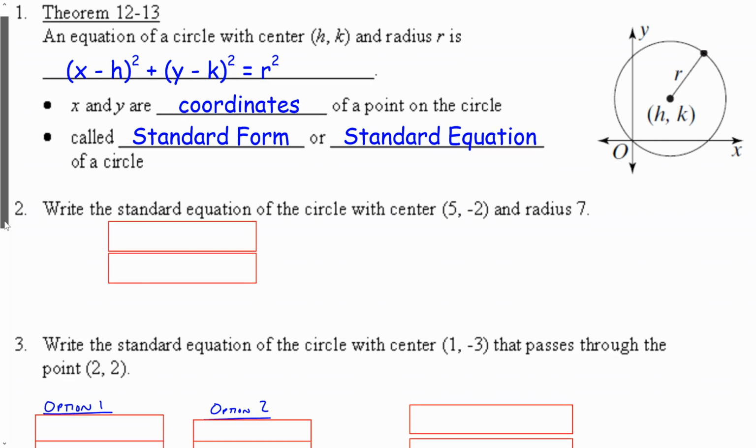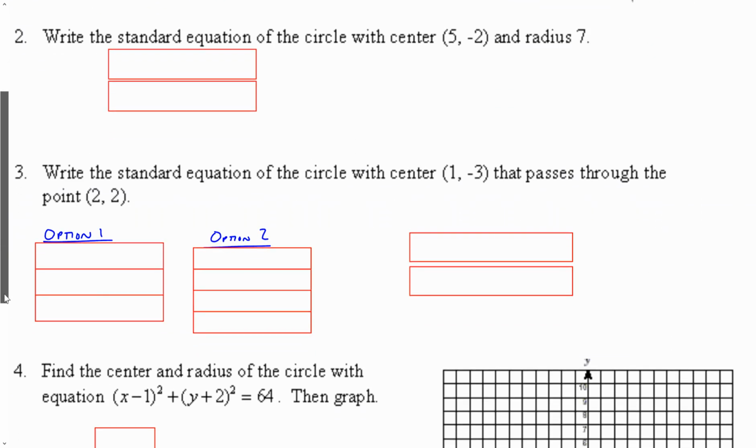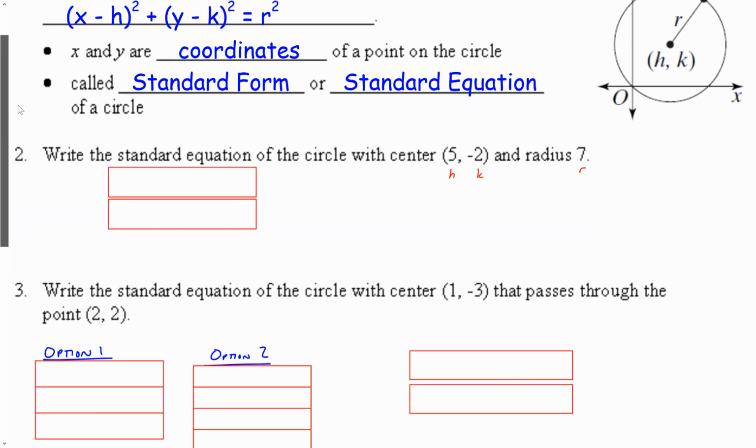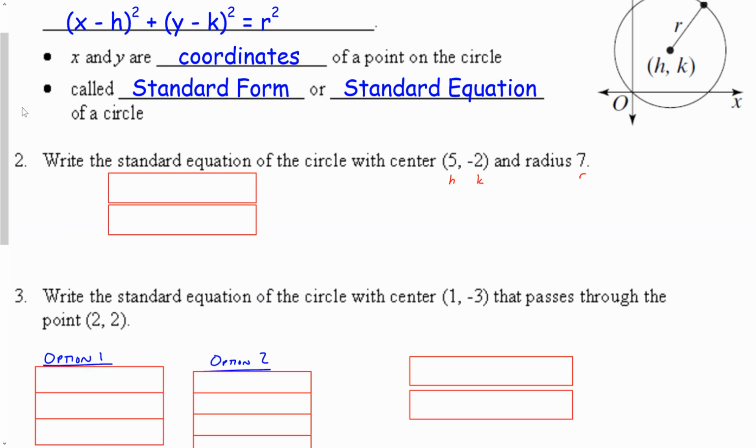So starting off very basic here, write the standard equation of a circle when you're given the center and the radius. Keep in mind the center always tells you your h and k values, and the radius is obviously r in this standard form equation. So once you have those two pieces of information, all you have to do is plug in the correct spots. So (x minus 5) quantity squared plus (y minus -2) quantity squared equals 7 squared.